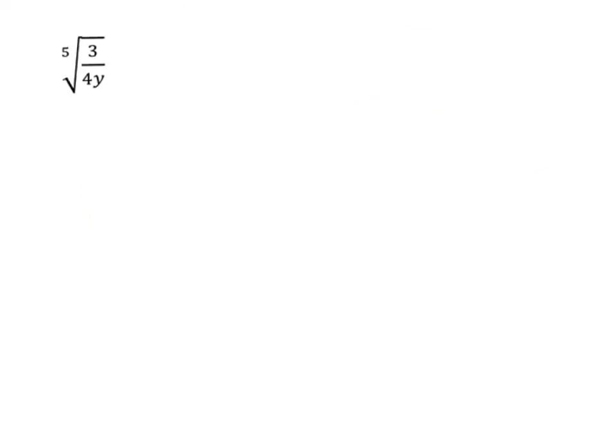This problem gets to be a little bit trickier when we want to solve it. So we want to be able to divide these and simplify it. My first step is to apply the fifth root to each individual piece. So I have the fifth root of 3 and the fifth root of 4y. My next step, I want to see if I can simplify it all. And I can't. I can't simplify the fifth root of 3 at all. And I can't simplify the fifth root of 4y.